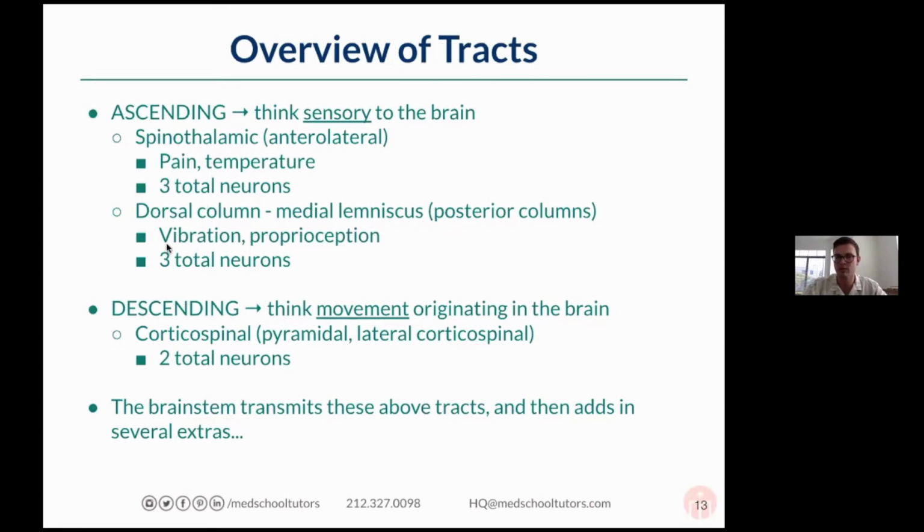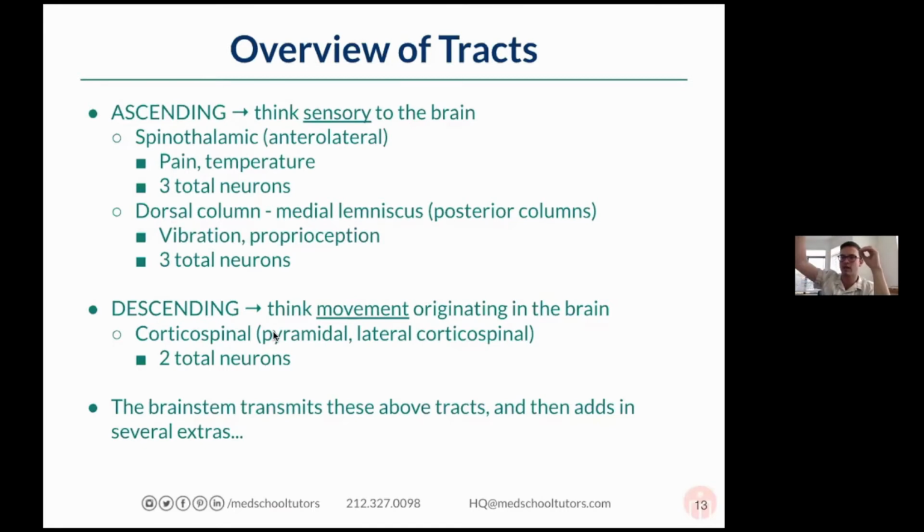The other ascending pathway is the dorsal column, which becomes the medial lemniscus. You'll hear it called the posterior columns. It does vibration and proprioception. Those neurons are going to come in the dorsal aspect of the spinal cord. They're not going to cross over immediately. They're going to ascend immediately. They're going to make it up into the nucleus cuneatus and nucleus gracilis of the medulla. They're going to synapse, and those ones are going to cross over.